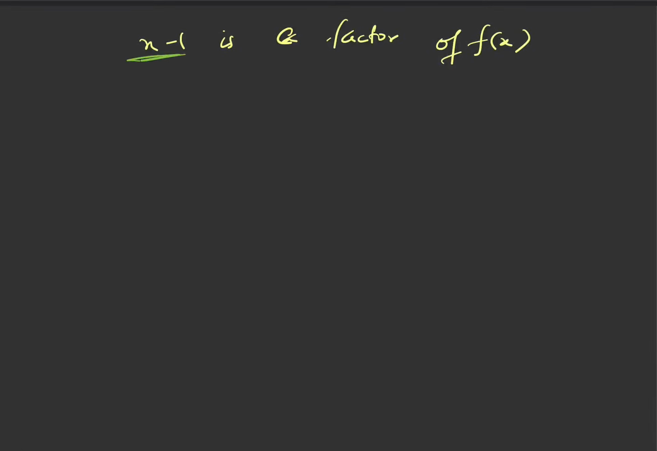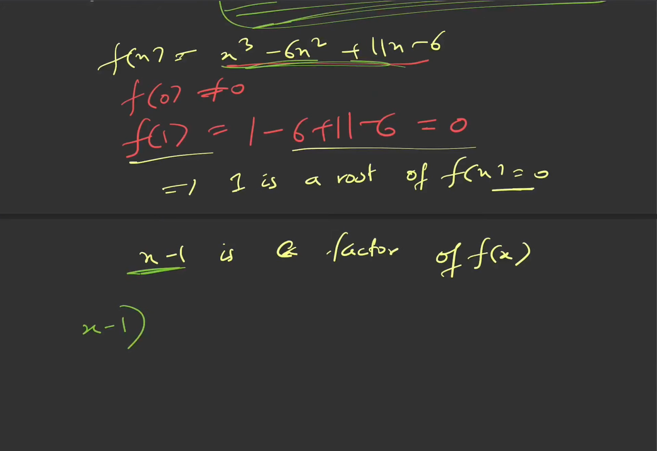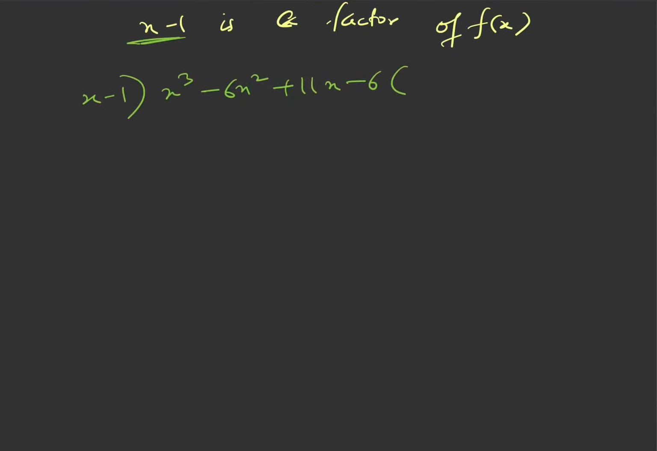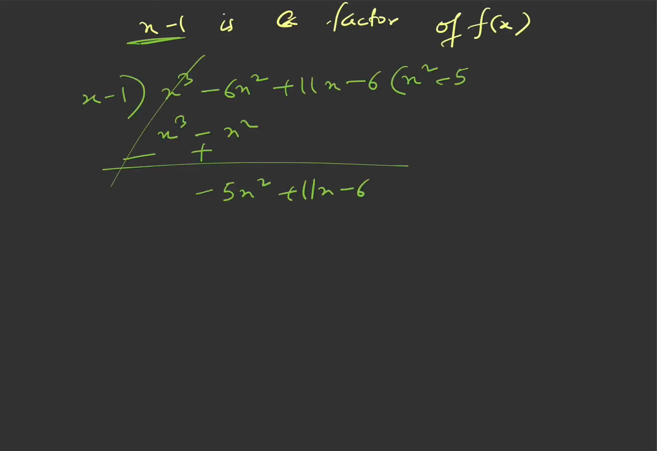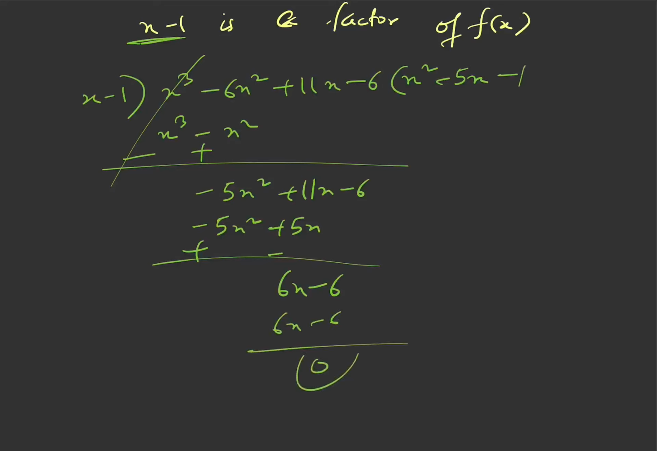So now what will happen is that we have got one factor, x minus 1, right? Now we can divide this f of x by x minus 1 to get another factor. So x cube minus 6x square plus 11x minus 6. Now if you divide this, this will be x square, x cube minus x square, so you will get minus 5x square plus 11x minus 6, and this will be minus 5x square plus 5x, so this will be 6x minus 6, and you will get minus 1, 6x minus 6, and remainder will be 0.